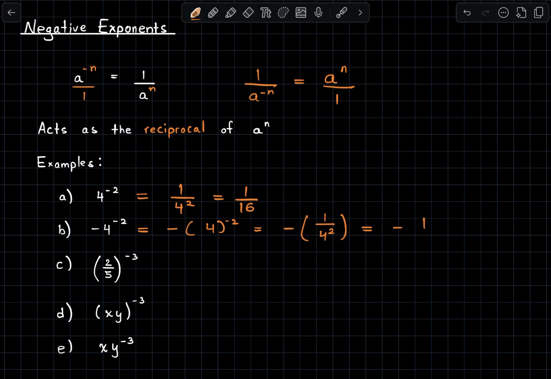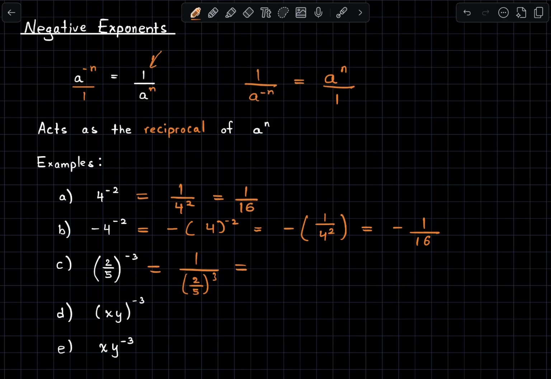This is going to become negative 1 over 16. Okay, well, now we've got a fraction inside of here raised to a negative power. Okay, well, the logic still applies. If we're looking at it this way, we're just putting it under 1. So let's put that whole thing under 1 and make that 3 a positive 3.